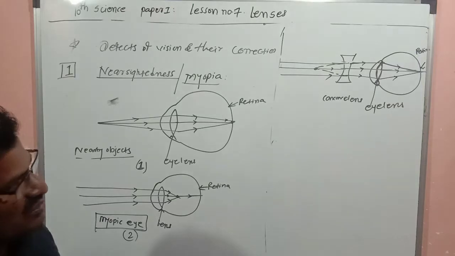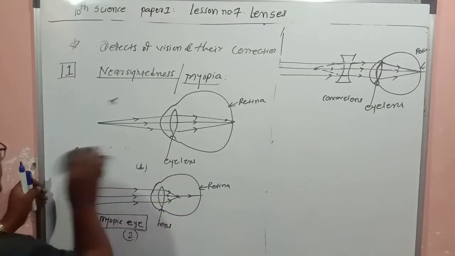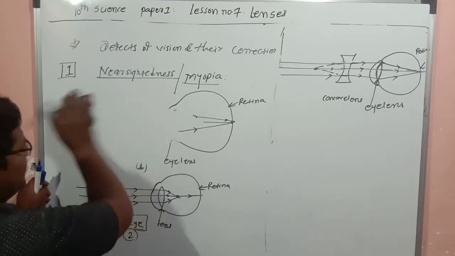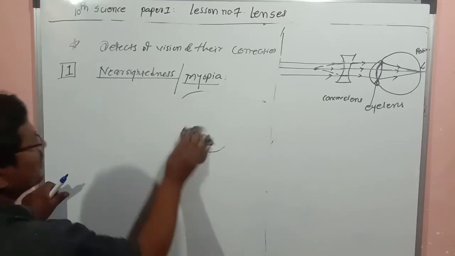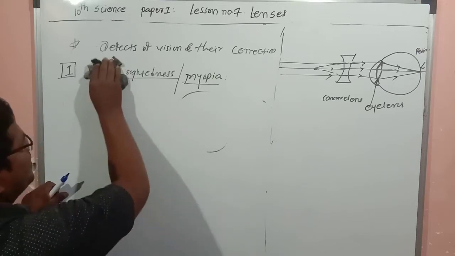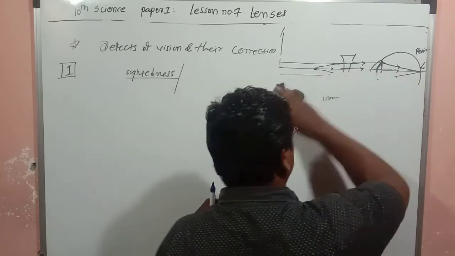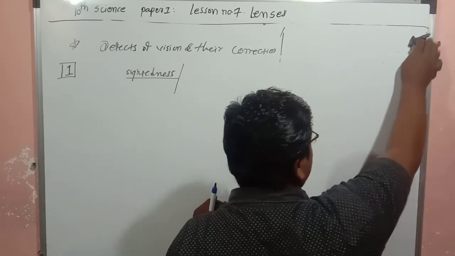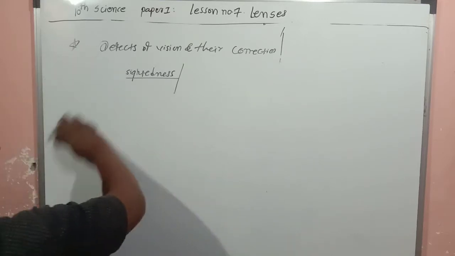Next defect we are going to study, and that one is farsightedness. So that one we'll see. Second defect is farsightedness. In that, we'll see what happens, what are the problems, what are the reasons, and what is the corrective method.